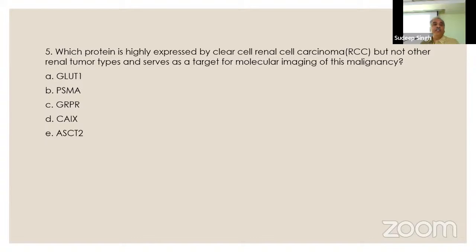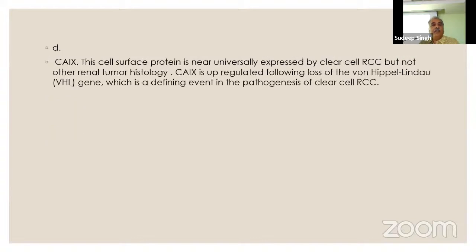No. So this is carbonic anhydrase 9. CA9 is the enzyme which is highly expressed in clear cell carcinoma. Carbonic anhydrase 9 is right. So this cell surface protein is nearly universally expressed by clear cell, but not other renal tumors. That is why they can actually tell you whether this is clear cell carcinoma or a non-clear cell carcinoma. Right.